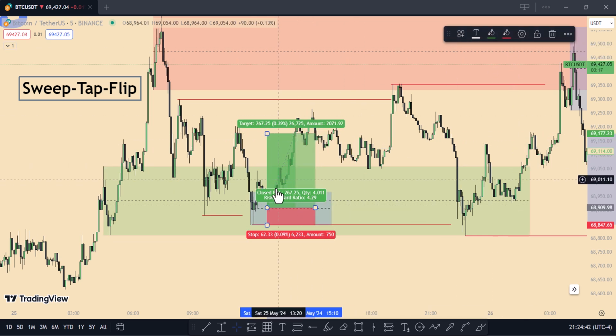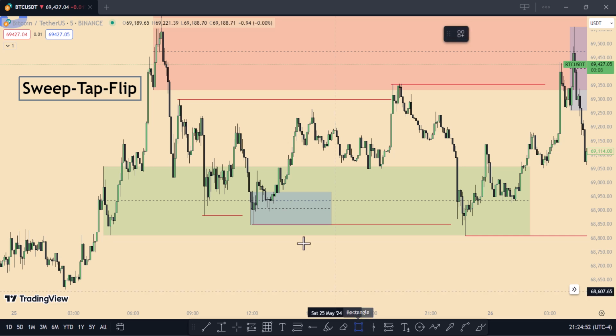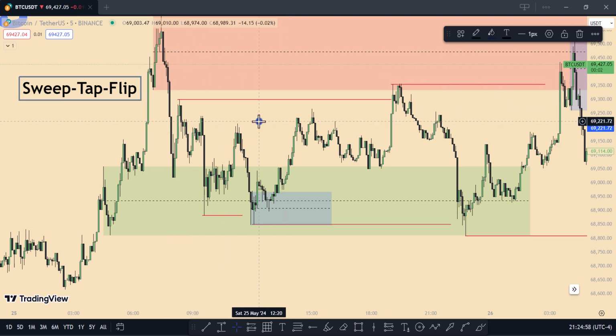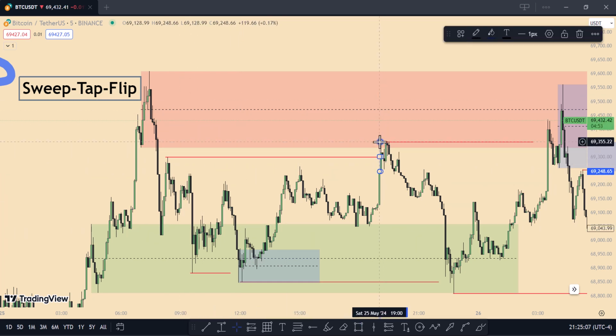So this is the first sweep. All right, beautiful trade. Sweep, top, and a flip. Let's identify the next flip. Right, we have a sweep right here. We also have a top inside this zone, right? Inside this zone. And do we have a flip? Yes, we have a flip right here.